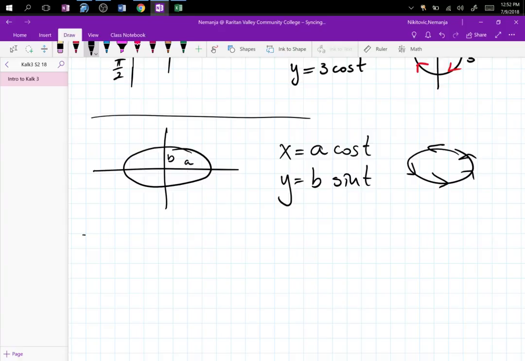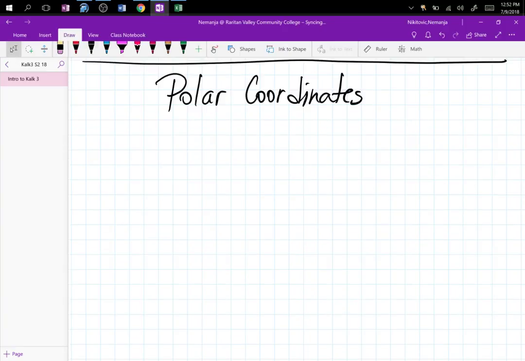Polar coordinates. So this is your 10.2 and 10.3 crash course from Calc 2. And what's happening with polar coordinates? Polar coordinates were developed to supplement your regular xy rectangular realm.